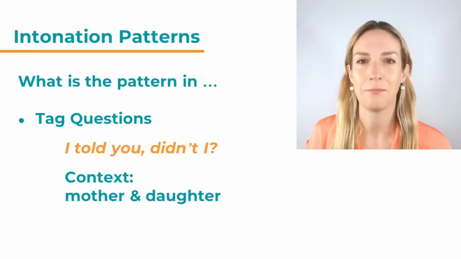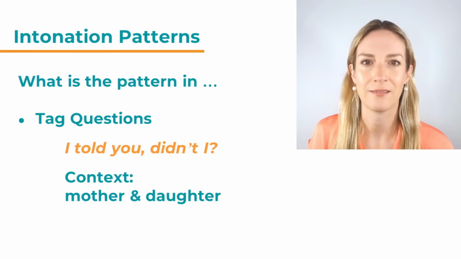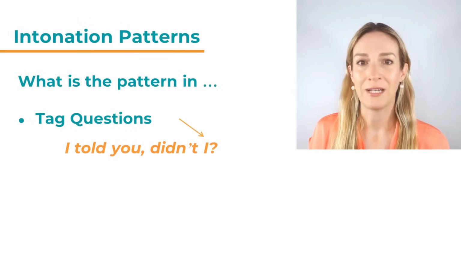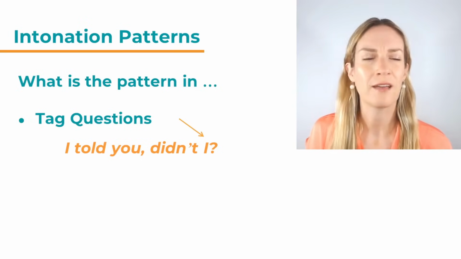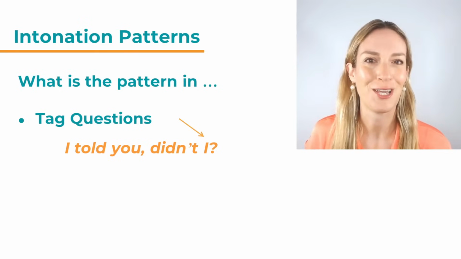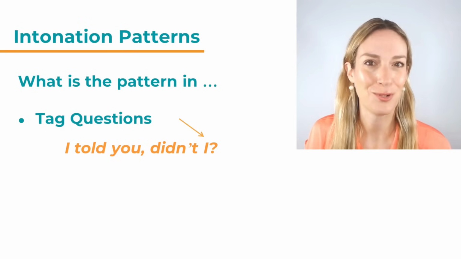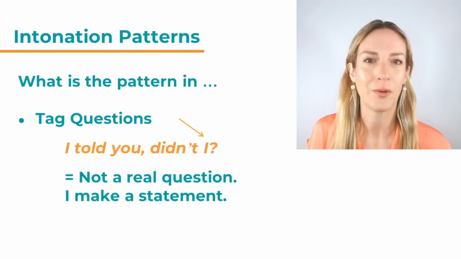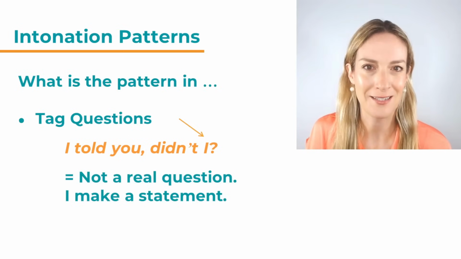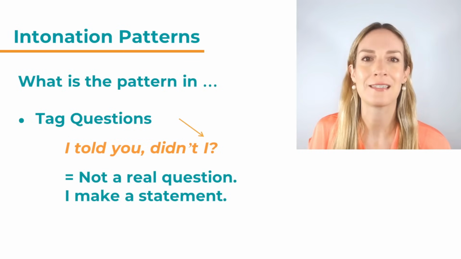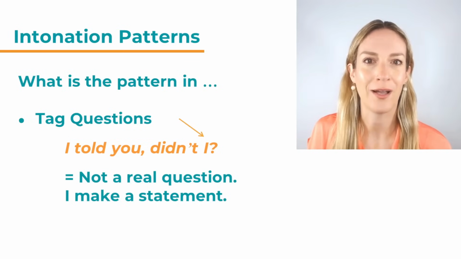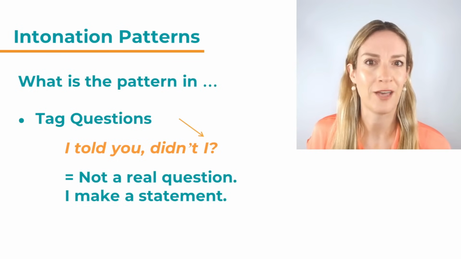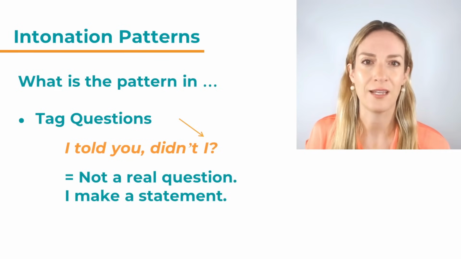What is the intonational pattern here in the question tag? I told you to study, didn't I? There is a falling intonation. Now, what does that really mean? What is the message the mother is also trying to send to her daughter here? She's trying to tell her that this is not a real question. I do not want an answer necessarily from you. I'm making a statement because you know I told you and I know I told you. And I show you that I'm sure of that by using a falling intonation.